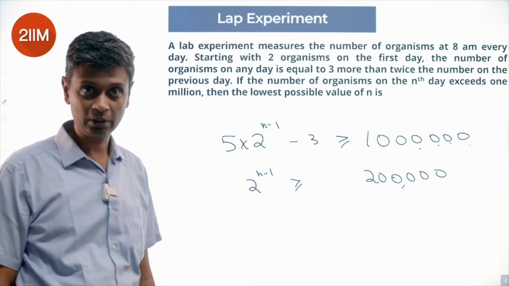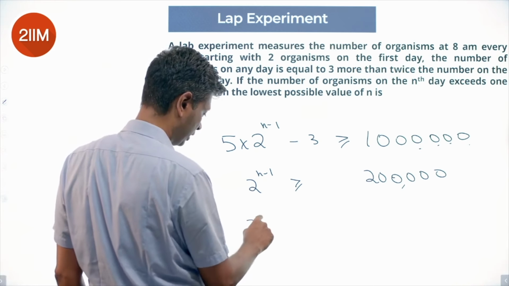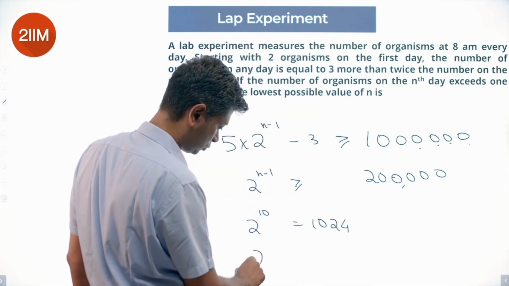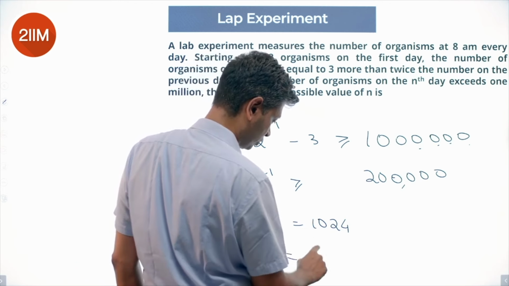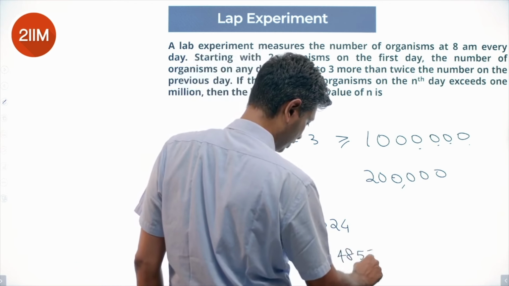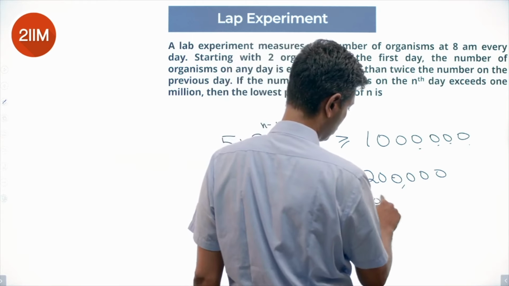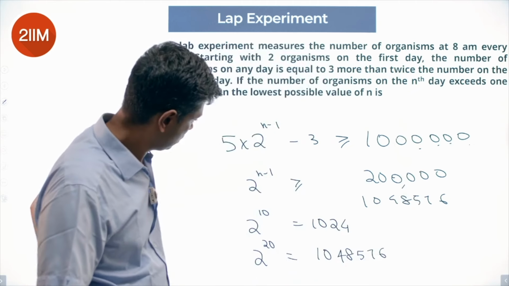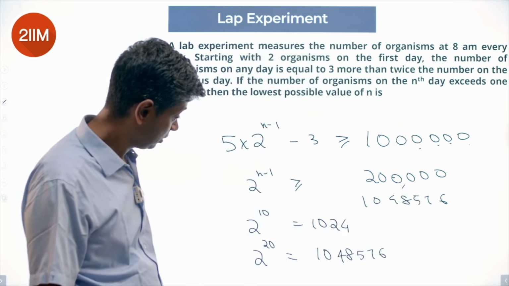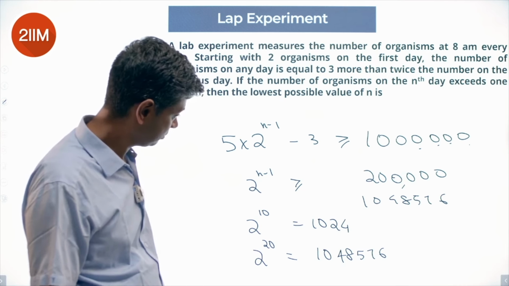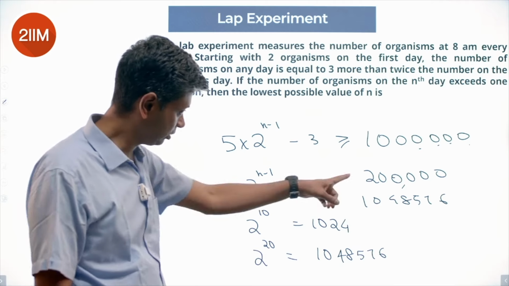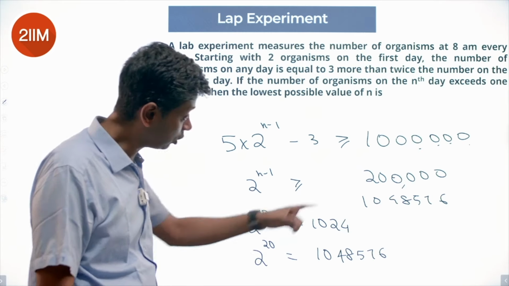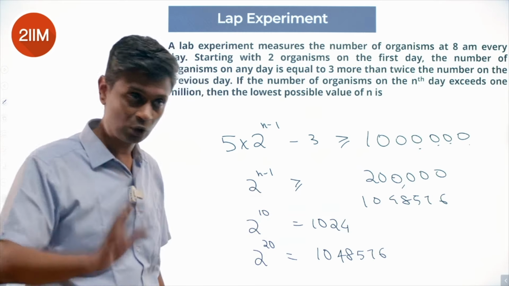An unholy large number. I know that 2 power 10 is equal to 1024. 2 power 20 is the square of this, 1048576. 2 power (n minus 1) should be greater than 200,000. So 2 power 19 will be greater than this because it's half of that, 500,000 something. 2 power 18 will also be greater than this. 2 power 17 will not be greater than this.